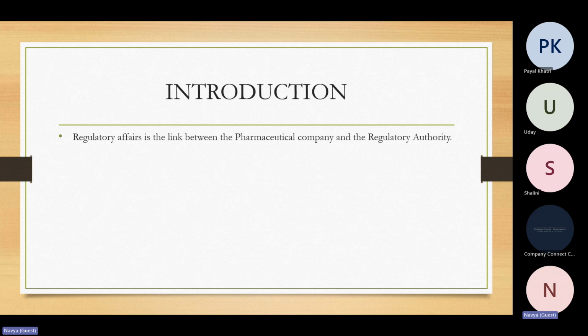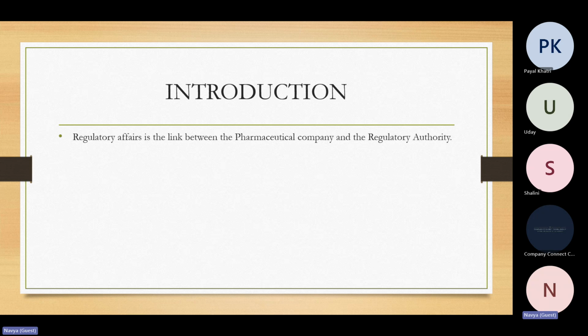Now let us see the introduction. Regulatory affairs is a link between a pharmaceutical company and a regulatory authority. Basically, our role is in between. If a pharmaceutical company is manufacturing a product, that product has to be authorized in a particular country. For example, we have the US, the European Union, the MHRA, that is UK, international markets like Brazil, South Africa, Australia, New Zealand, Canada, and then the rest of the world countries.